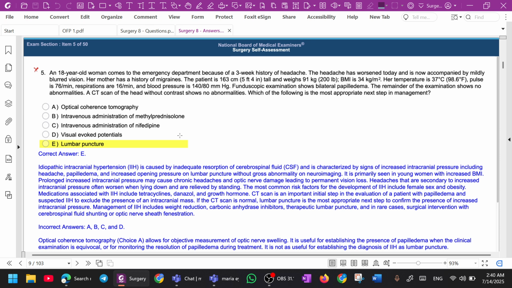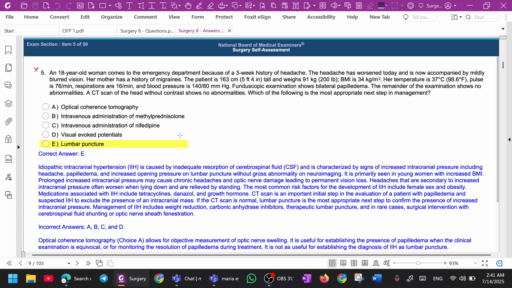If the CT scan is normal, lumbar puncture is the most appropriate next step to confirm the presence of increased intracranial pressure. Management of IIH includes weight reduction, carbonic anhydrase inhibitors, therapeutic lumbar puncture in rare cases, and surgical intervention with CSF shunting or optic nerve sheath fenestration.